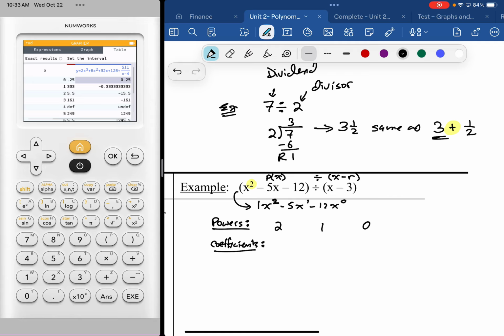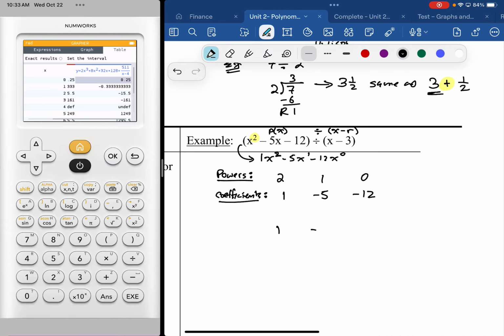Those are the coefficients associated with the term that has the power. So a coefficient of 1, -5, and -12. So what I'm going to do is create a little synthetic division bracket. I don't know if there's actually a nice name for it, but I'm going to do the division bar for synthetic division. Using the r value, I'm going to carry through that process and come up with the quotient.